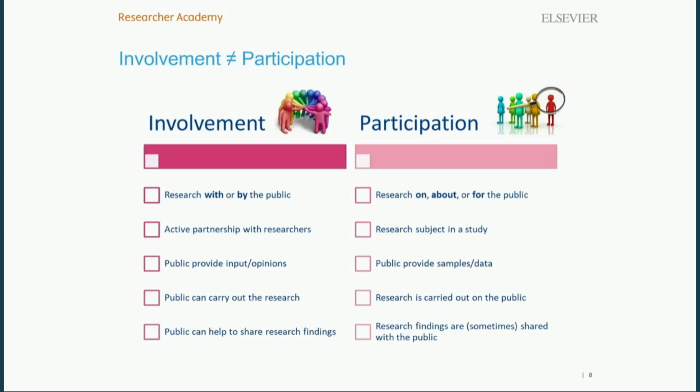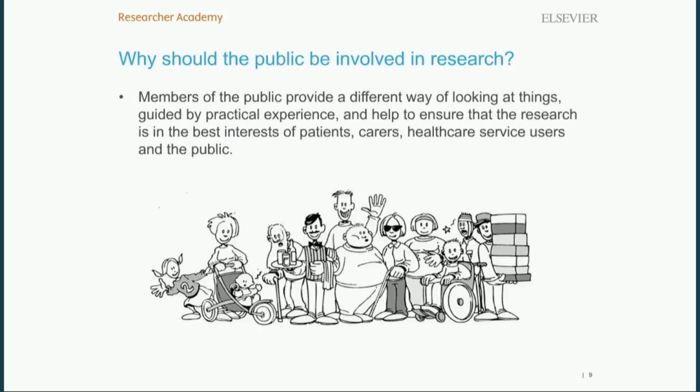And then when we talk about participation, we're talking about the public being research subjects in a study and perhaps providing their samples or their data. With involvement, the public can actually carry out the research, whereas with participation, the research is going to be carried out on the public. And then when we talk about involvement in terms of dissemination, the public can help share the research findings. And when we talk about participation, the research findings can sometimes be shared with the public, but that may not always be the case.